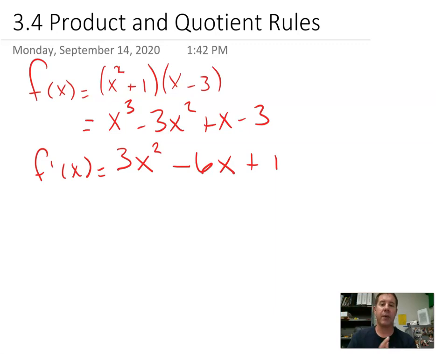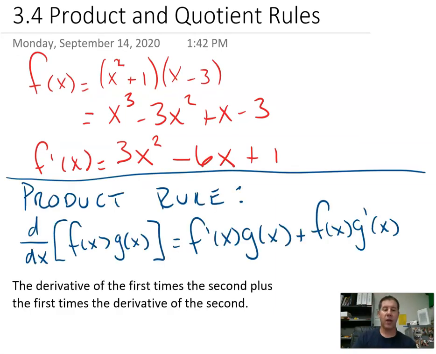Now we're going to add another way to do this problem, called the product rule. When you have things multiplying together, you can take the derivative using the product rule. Here's our product rule, both written out mathematically and also in words. If I'm going to take the derivative of two functions that are being multiplied together, you're going to take the derivative of the first function times the second, plus the first function times the derivative of the second.